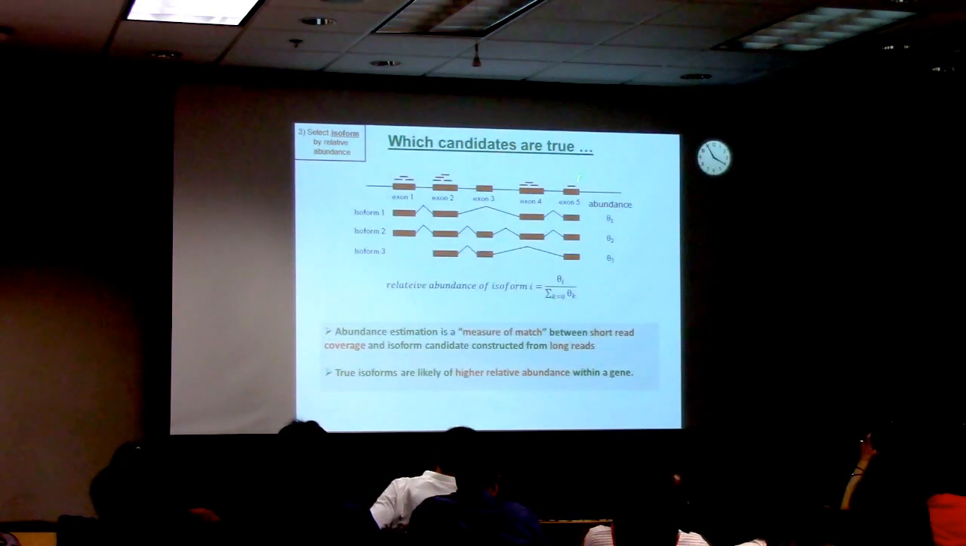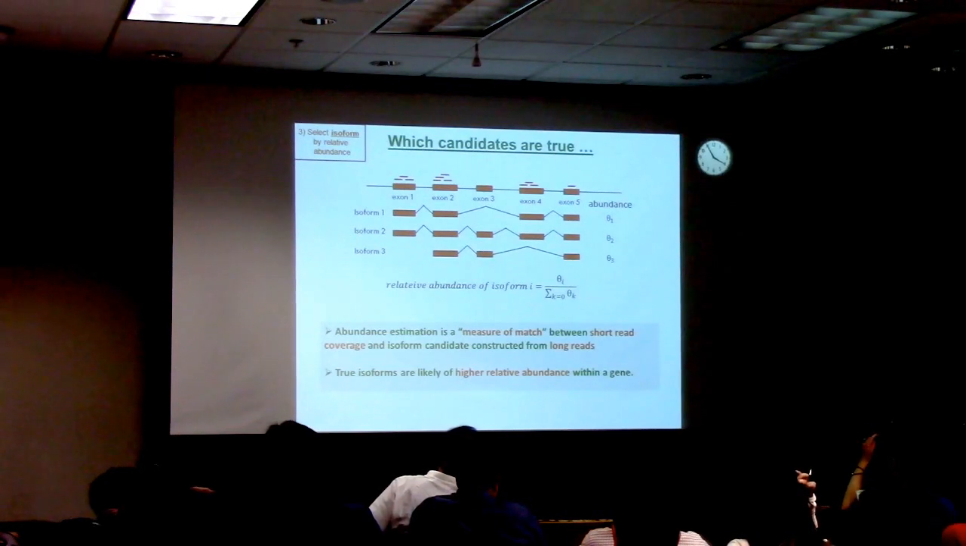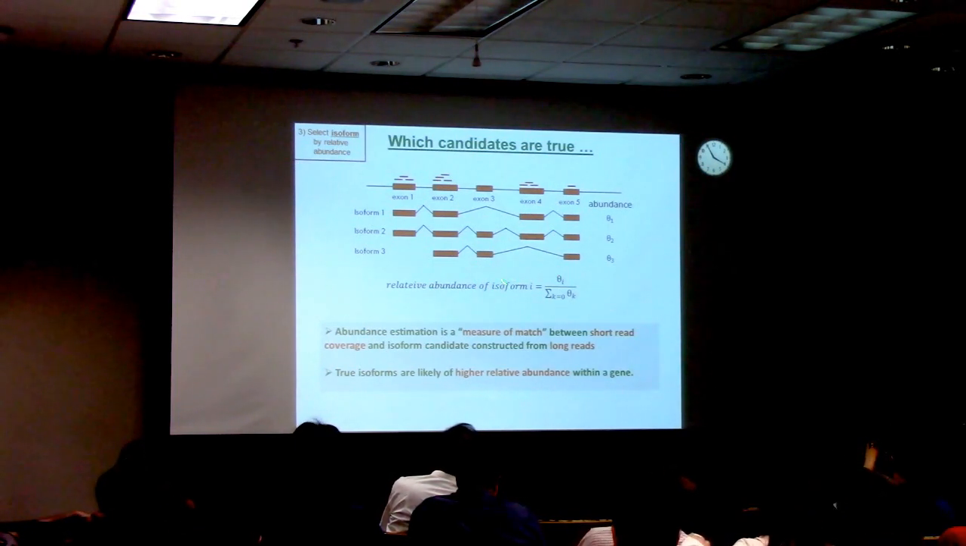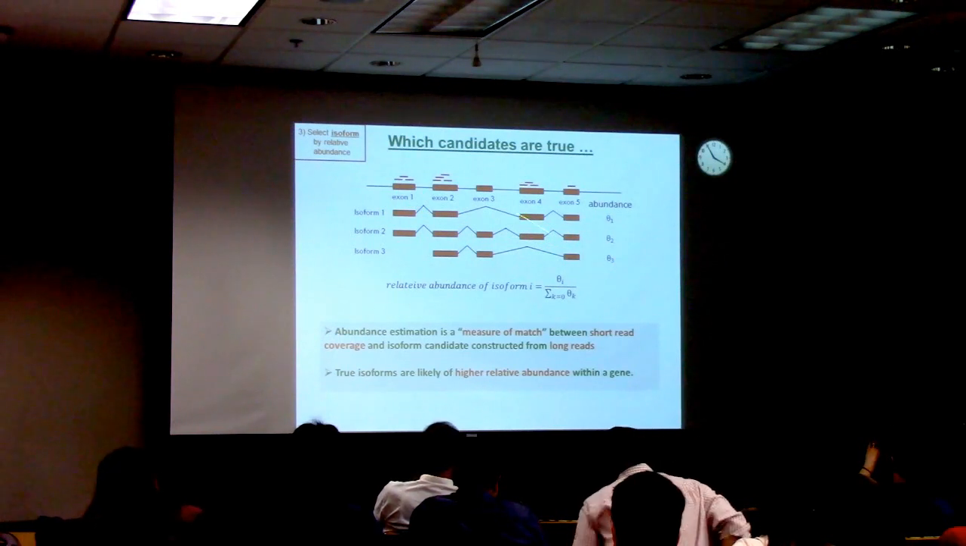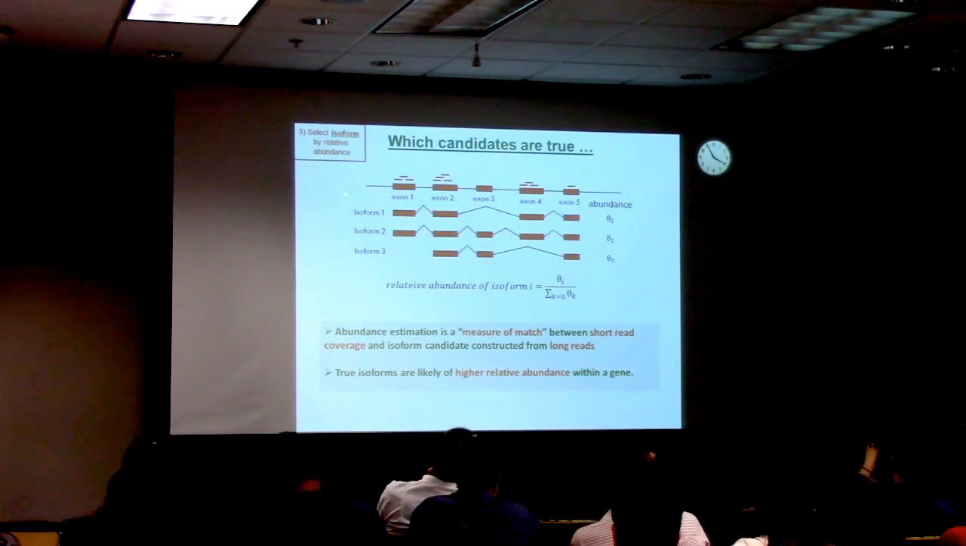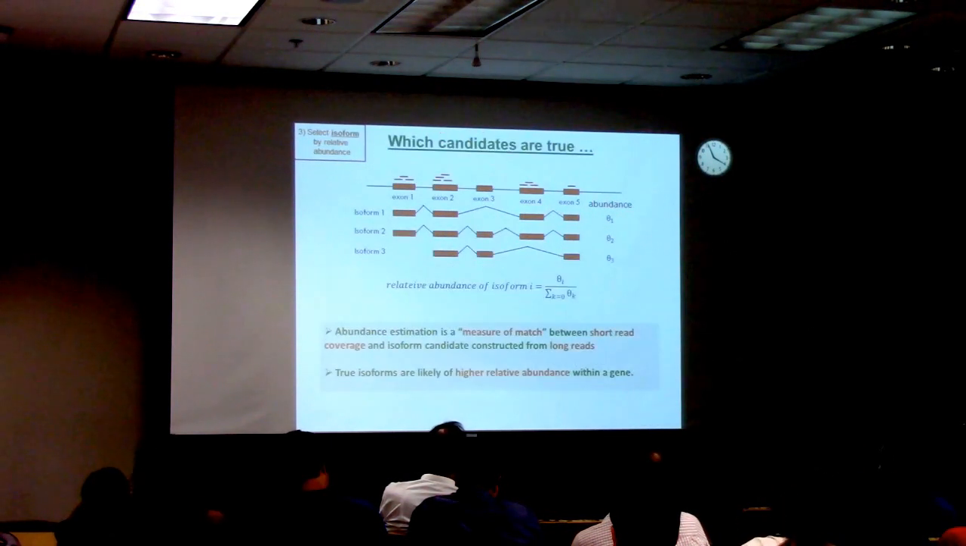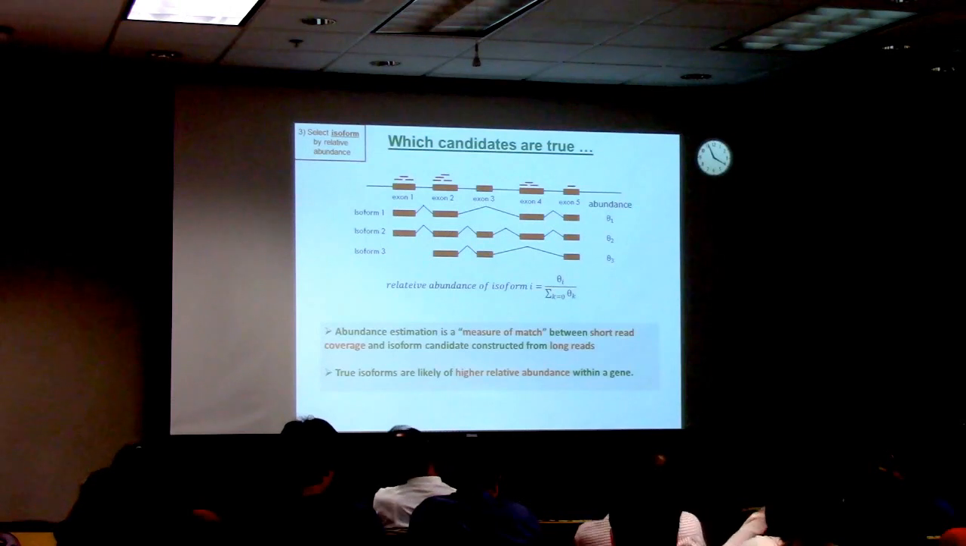Now you solve it, assuming that you have already estimated theta 1, theta 2, theta 3. Within a gene, we calculate a term called the relative abundance of each isoform i. This is the fraction that each isoform contributes to the whole gene expression. Because the isoform is constructed from long reads and short reads, you remember how we constructed the isoform candidates, and this xi comes from the short read coverage. So if we have a high value estimated from the model, that means there is a better match between the short read coverage and the long read structures.